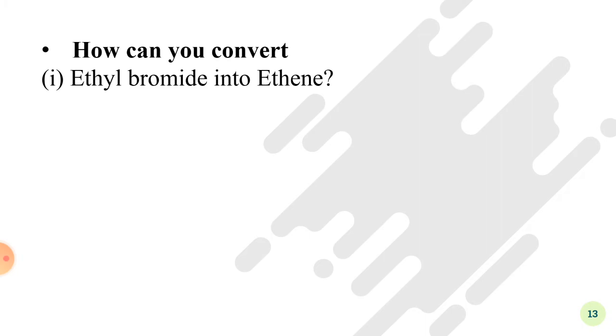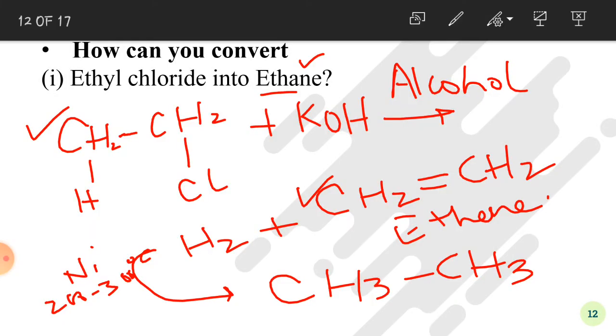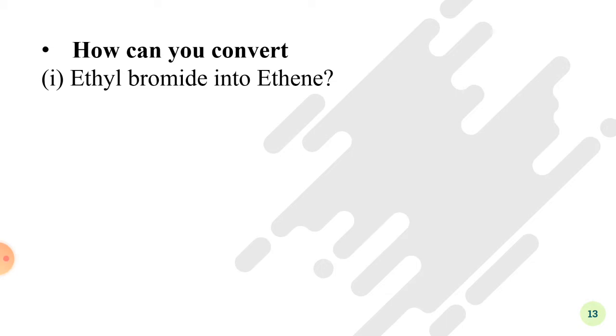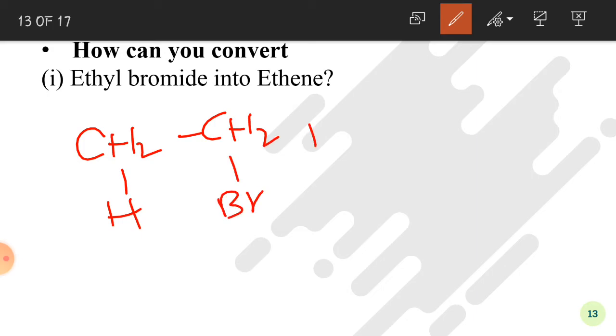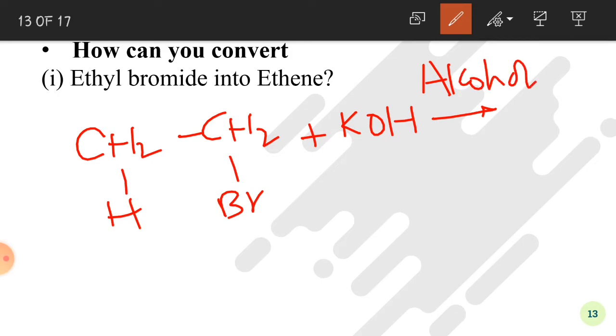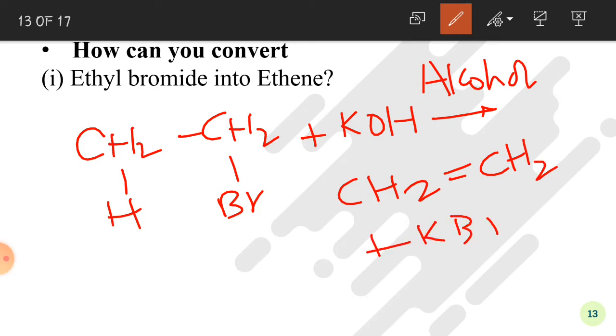How will you convert ethyl bromide into ethene? This is very easy. We will just use the reaction of dehydrohalogenation, that ethyl bromide will be treated with potassium hydroxide in alcoholic medium to form ethene plus KBr plus H2O.